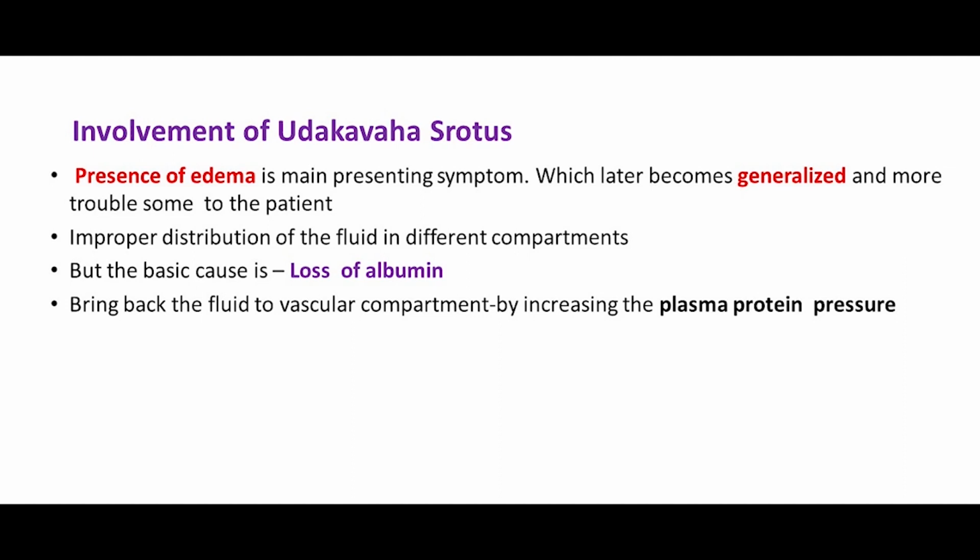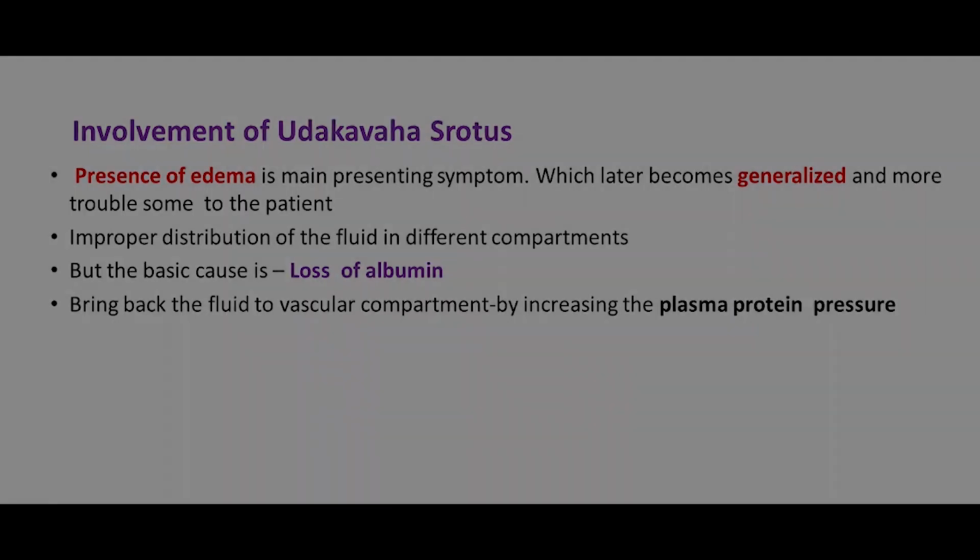So what is our aim? We have to bring the fluid back into the vascular system, and this is possible only by one method. What is that? We have to increase the plasma protein level. We have to increase the albumin level by any means. Then only the fluid which is distributed outside the vascular compartment will come back to the vascular compartment.